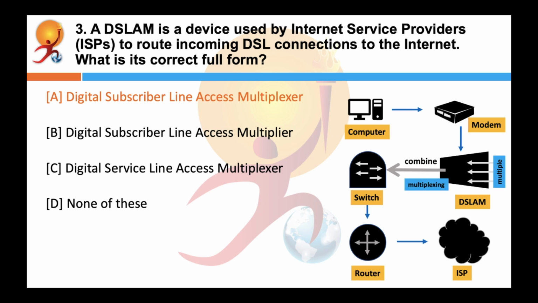So DSLAM helps connect multiple customers, that is digital subscriber lines, DSLs, to a high-speed internet backbone line using multiplexing technique. Now, what is multiplexing? Well, in simple terms, you combine multiple signals into one big one.